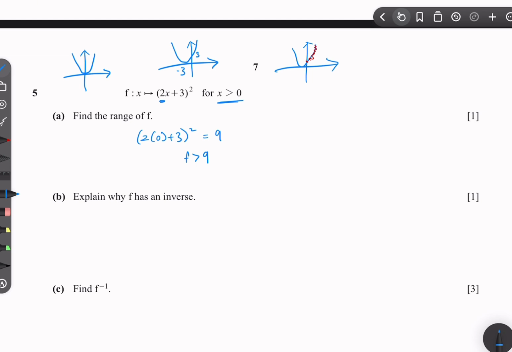Okay, part B. Explain why f has an inverse. So f has an inverse because f is a one-to-one function due to its domain. And normally a quadratic graph will be a many-to-one function, but because the domain of this function limits it, it becomes a one-to-one function. And you have to say because of its domain.